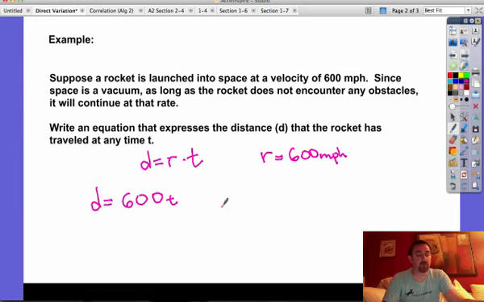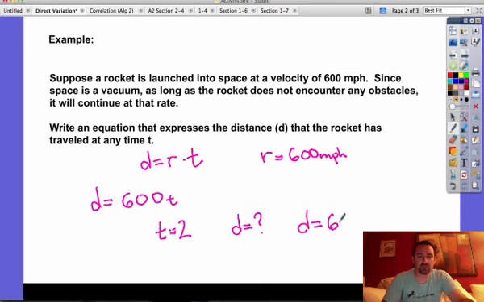How could I use this to solve a problem? Well, if I told you that the rocket had been going for 2 hours, could you tell me how far it had gone? What I'm saying here is that if the time were 2, could you tell me what the distance equaled? Well, sure. The distance will be 600 times t equals 2. That's 1200.